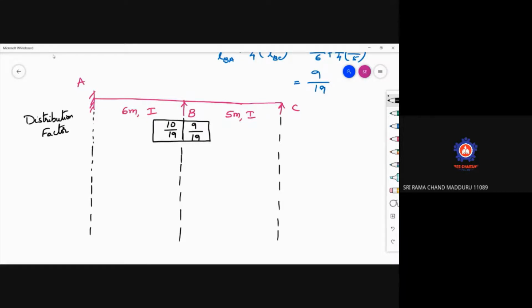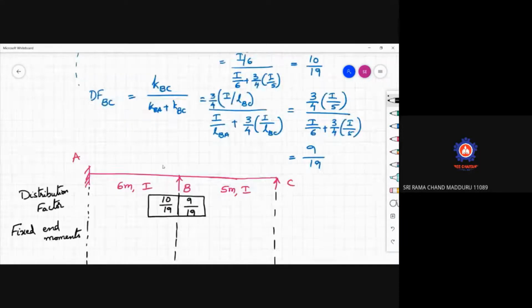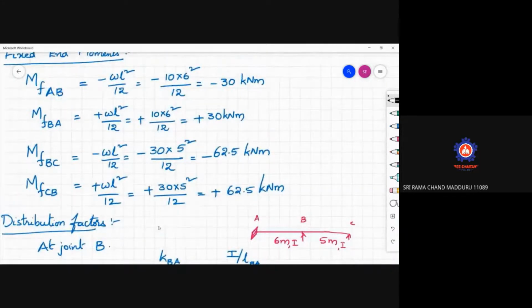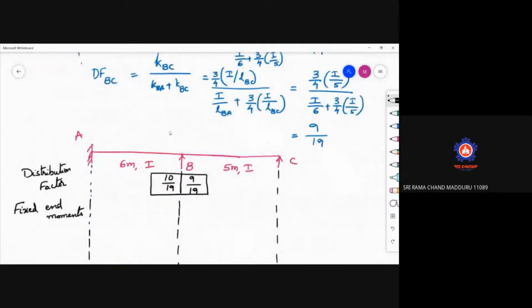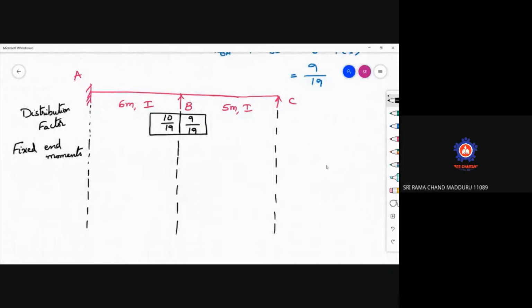Now after this distribution factor, write down the fixed end moments. So what are the values of the fixed end moments? MFAB, we have already written the values here: MFAB is minus 30, MFBA is plus 30, MFBC is minus 62.5, MFCB is plus 62.5. The units are in kilonewton meter.